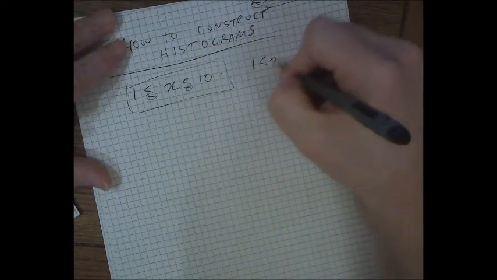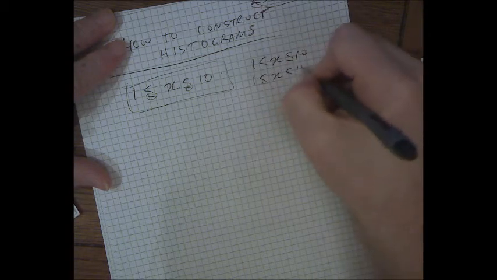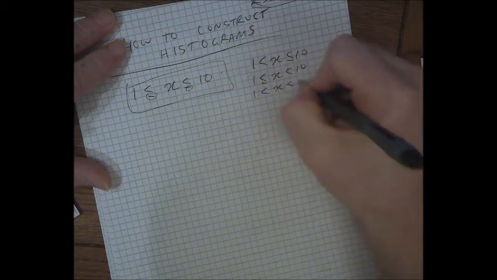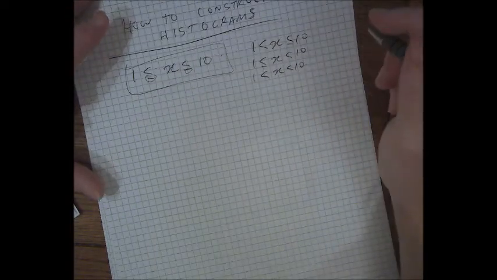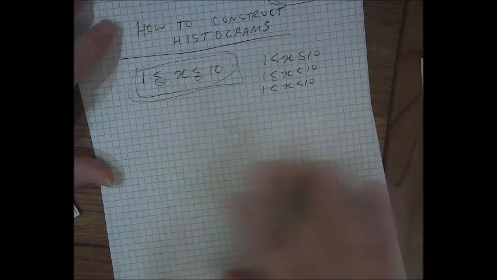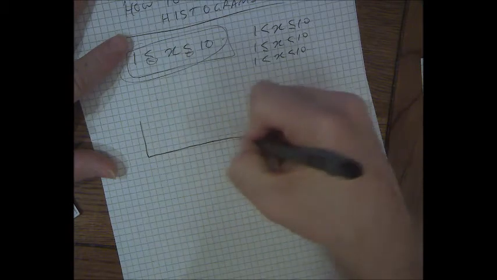This is when 10 is allowed but not 1. This is when 1 is allowed but not 10. And this is when the number has to be genuinely between 1 and 10, but is not allowed to be either. If you remember that this is the maths version of the word between, drawing a histogram is dead easy.